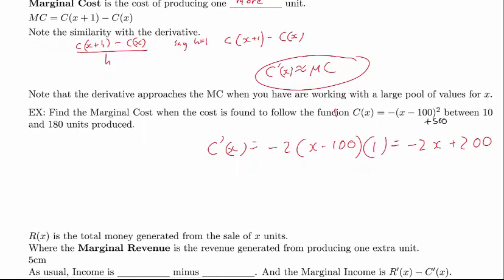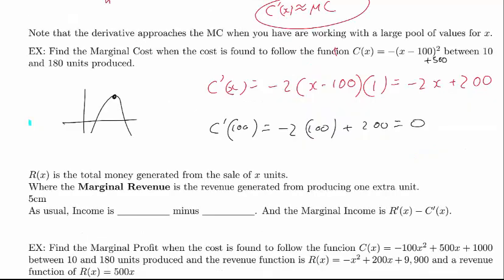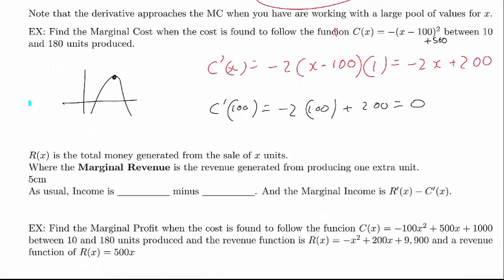So if you had been producing, say at the 100th unit, right? What is the marginal cost? Like, what's the cost to produce one more unit when you're at 100? Well, that's going to be negative 2 times 100 plus 200, and that is 0, right? So that would be our maximum point, right?